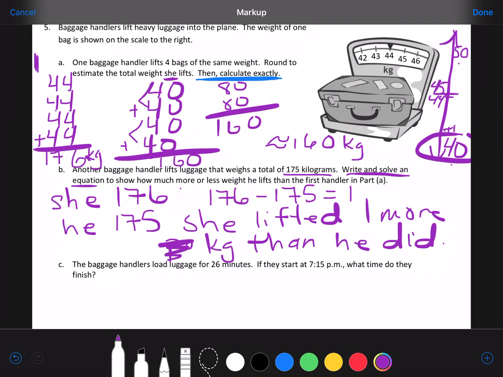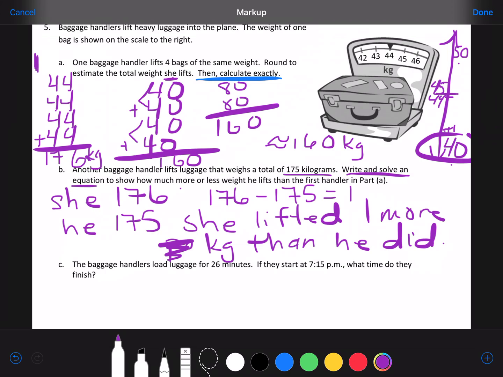So double check by reading your sentence again to make sure that we are correct, right? Another baggage handler lifts luggage that weighs a total of 175 kilograms. Write and solve an equation to show how much more or less than the first handler. Yep. If you have a problem that's both boys, then you would have to either use their name or say the first handler lifted 1 more kilogram than the second handler, right? Using those first words and second words.